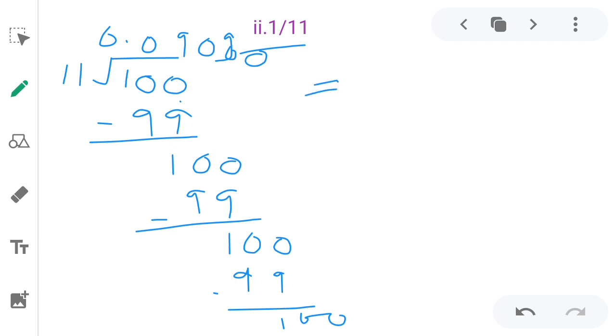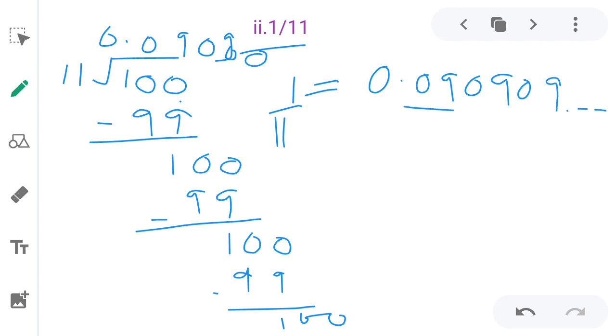So in this question we see that 1 upon 11 can be written as 0.090909 and so on. This means there are two numbers which are repeating in this decimal expansion, and further they can be written as 09 with a bar over it. So this will be the decimal expansion of 1 upon 11. This bar shows that the numbers are repeating as a set, and this set is 09.